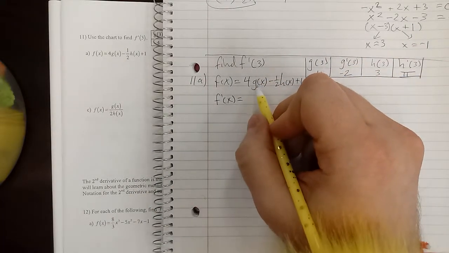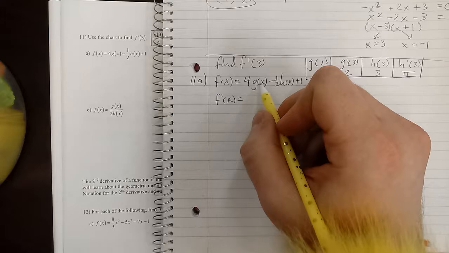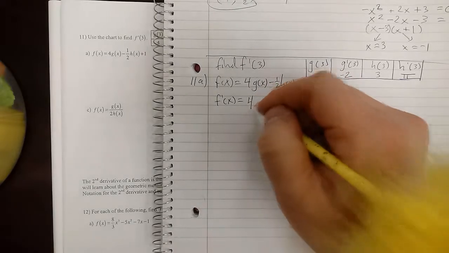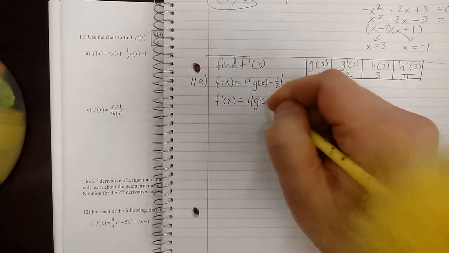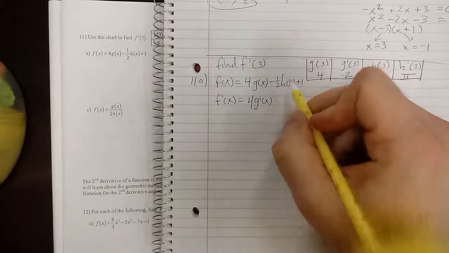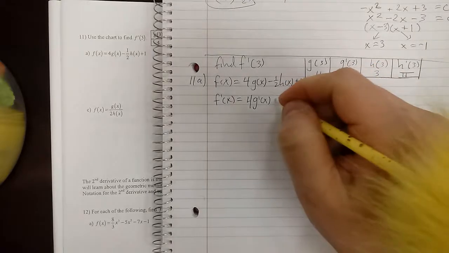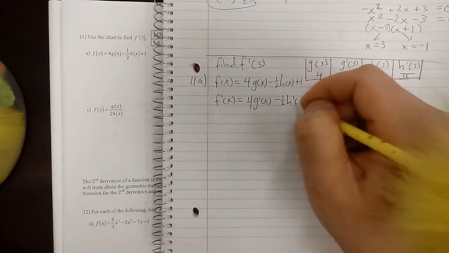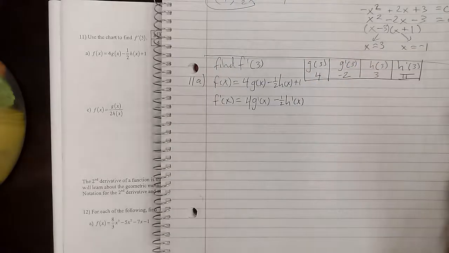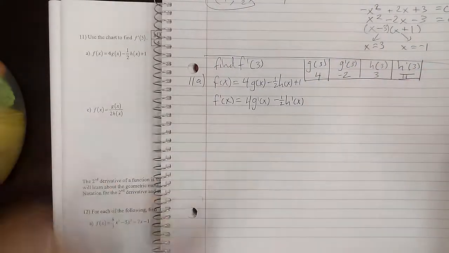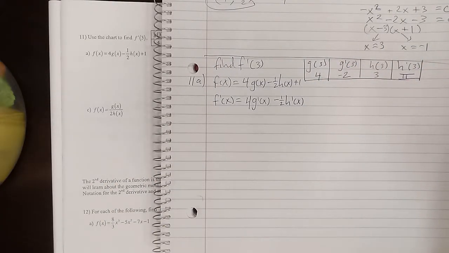Well, what's the derivative of g? The derivative of g is g prime. So it's 4 times g prime. The derivative of h is h prime. So minus 1/2 h prime. The derivative of 1 is 0. That's what f prime is.